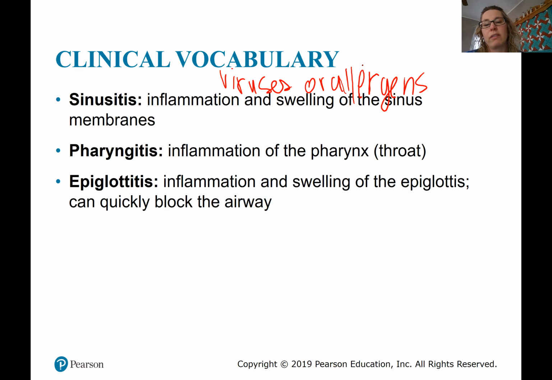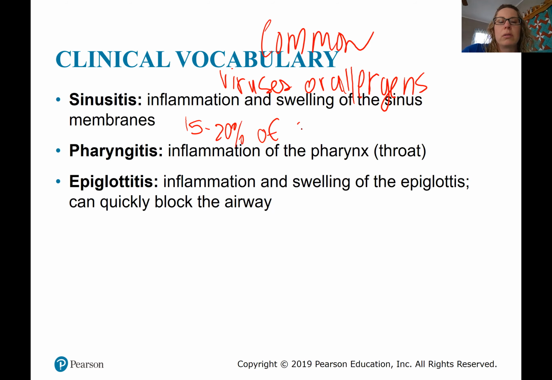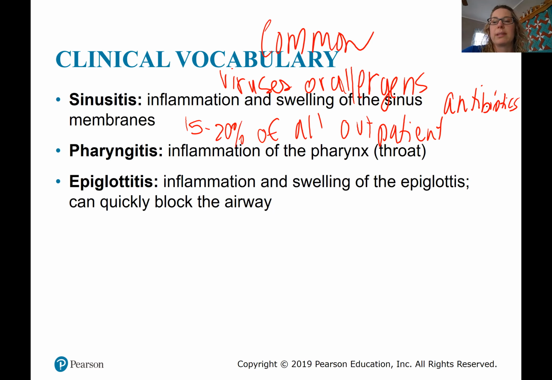Okay, so bacteria, viruses, or allergens can cause swelling of the sinuses. The most common are the viruses or allergens. A lot of times doctors will make you wait a while before they just give you antibiotics for your sinus infection, because somewhere between 15 and 20% of all outpatient antibiotics are given to people with sinus infections.